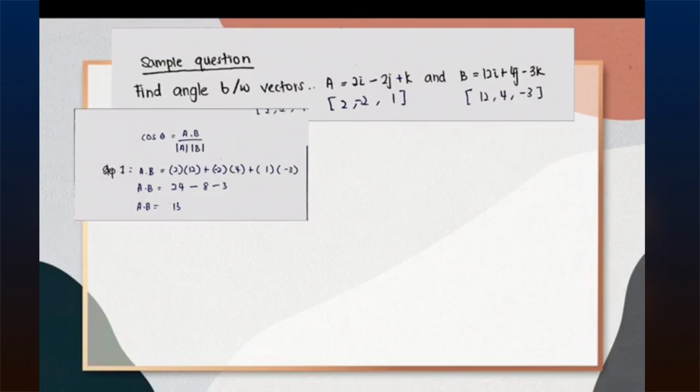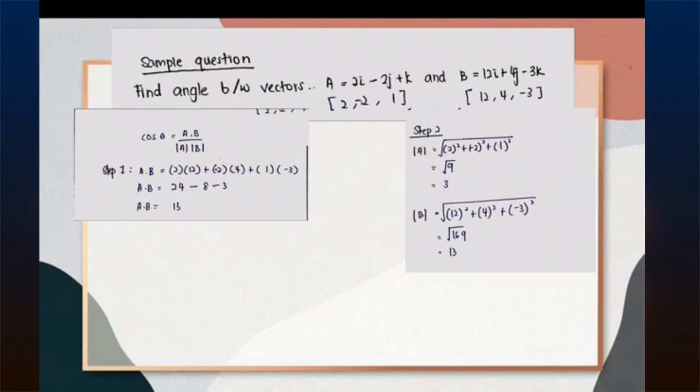i with i, 2 times 12, plus negative 2 times 4, plus 1 times negative 3, and find the answer, which is A dot B is 13.